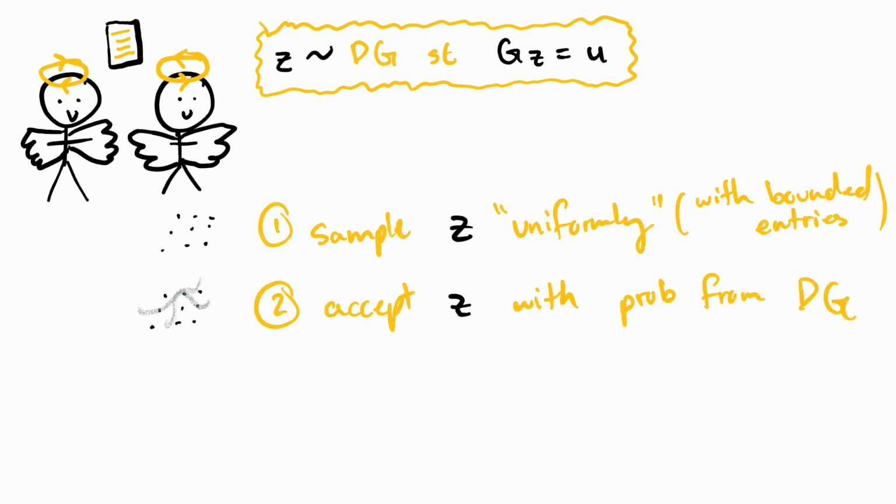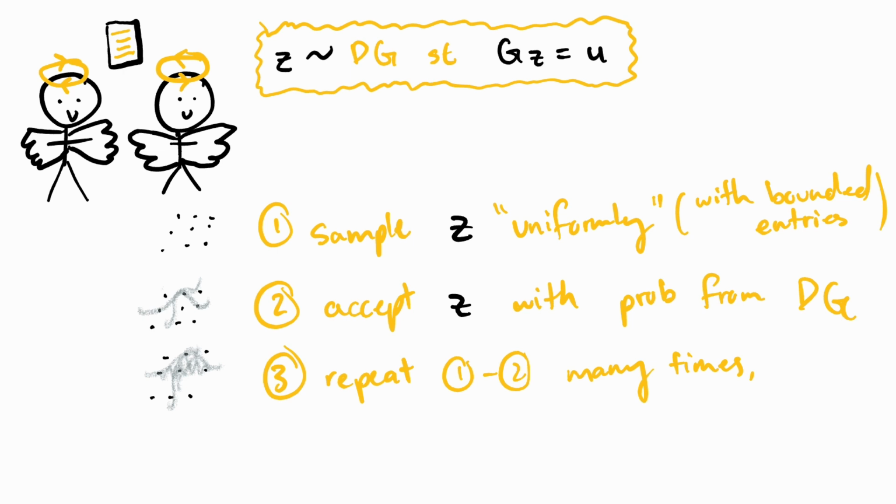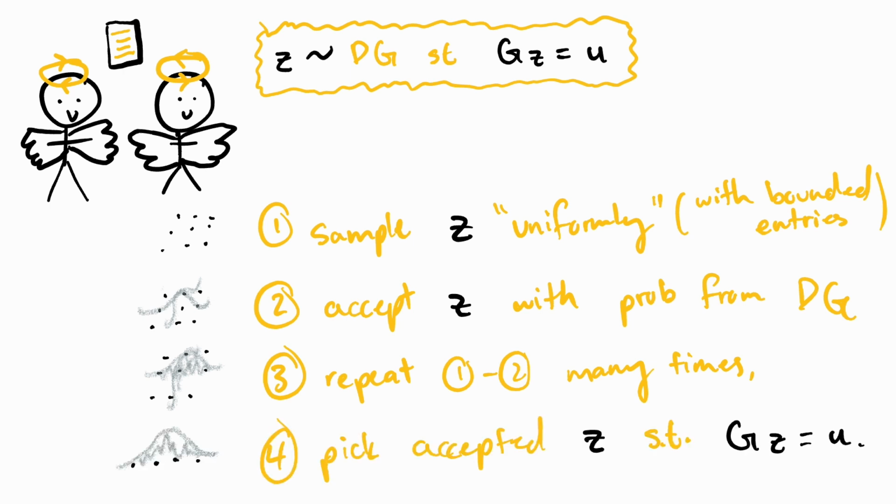Say that we sample a bunch of points Z uniformly with small entries. And let's say we accept Z with the probability described by the discrete Gaussian. This is known as rejection sampling. And this lets us get a bunch of samples that look like they're from the discrete Gaussian. Now, the only thing is we haven't isolated the set of Z's which satisfy GZ equals U. So now the only thing we have to do is isolate the solutions Z which satisfy GZ equals U and pick one uniformly at random, then we would have picked a pre-image sample Z which satisfies GZ equals U from the discrete Gaussian.